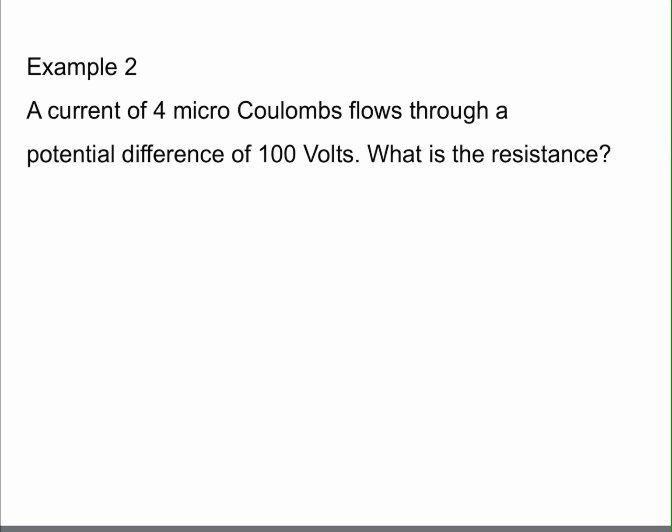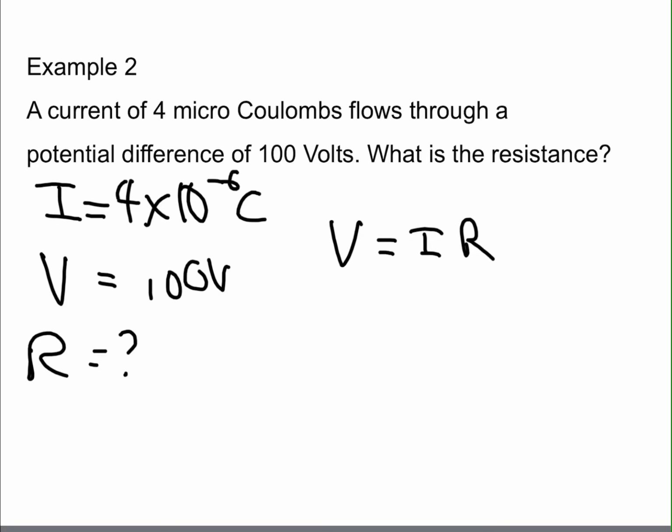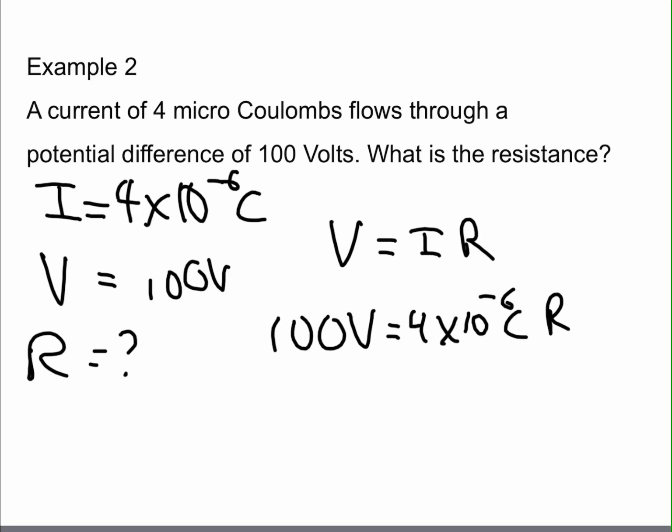So, let's just do a real quick example question. The current is 4 microcoulombs, so 4 times 10 to the negative 6 coulombs, flowing through a potential difference, V, of 100 volts. And the question is, what is the resistance? Well, you say V equals IR. So V was 100 volts. I is 4 times 10 to the negative 6. We're looking for R.